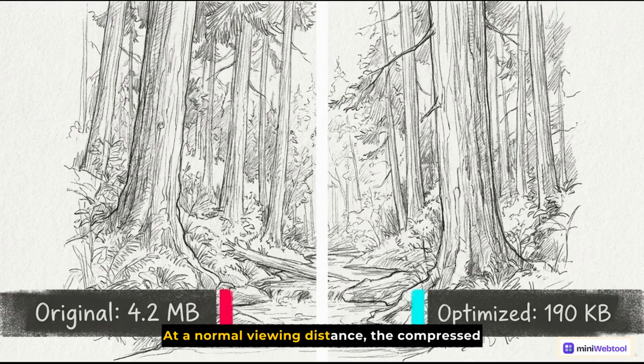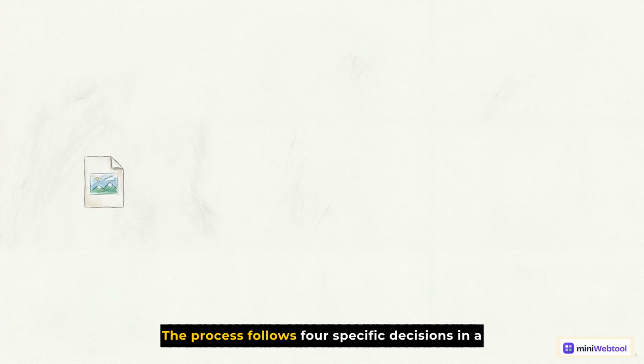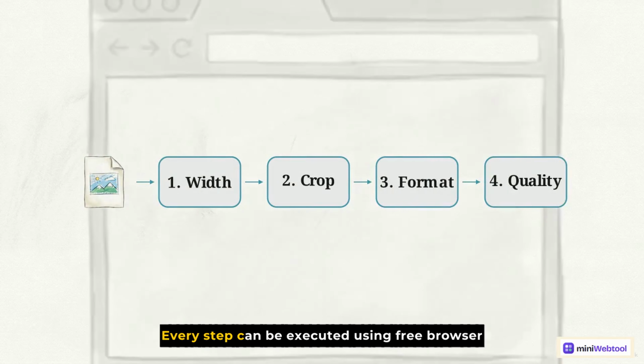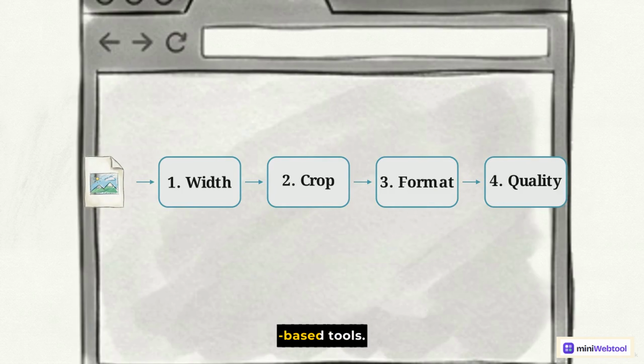At a normal viewing distance, the compressed version looks identical to the original. The process follows 4 specific decisions in a fixed order: width, crop, format, and quality. Every step can be executed using free browser-based tools.